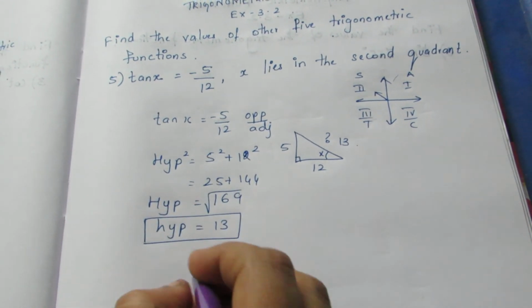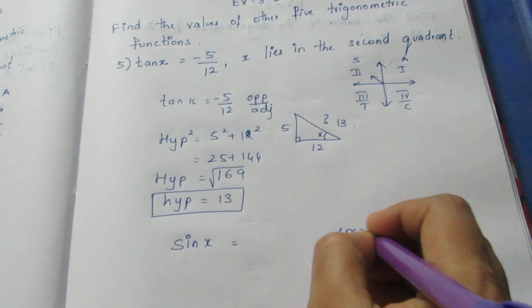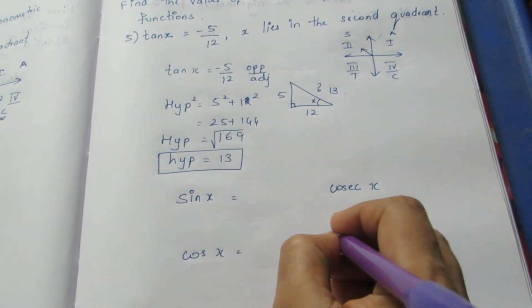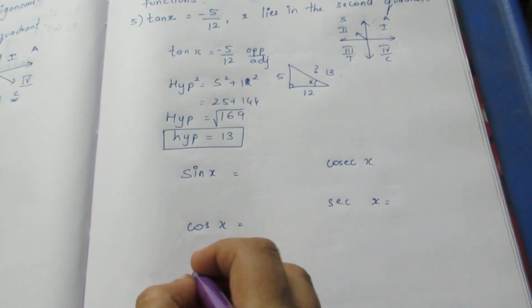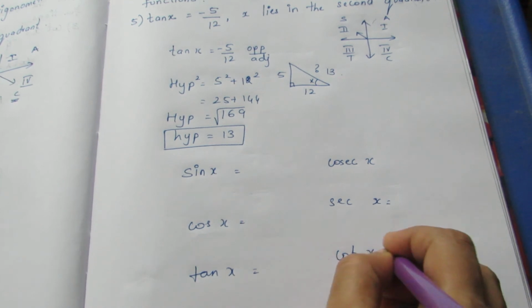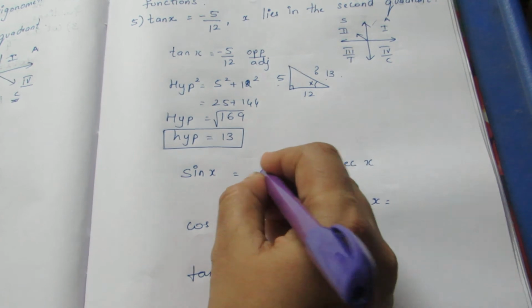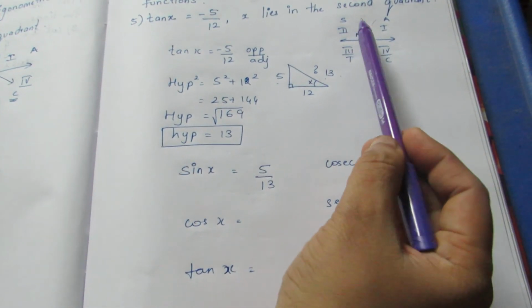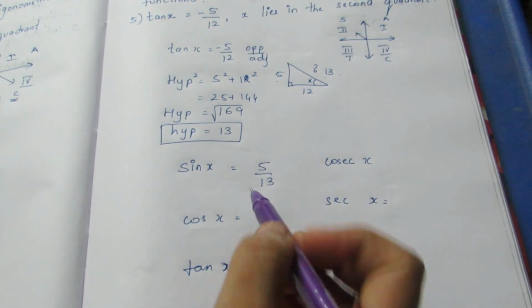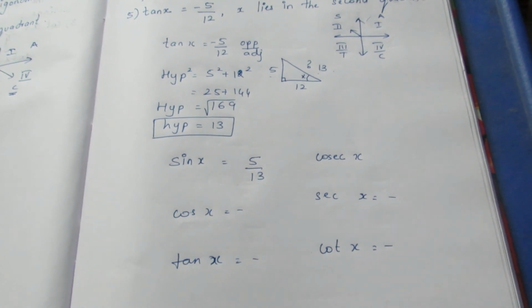Now we can write all the other trigonometric ratios. Sine, its reciprocal cosecant, cos, its reciprocal secant, then tan, its reciprocal cot. For sine it is opposite by hypotenuse. So 5 by 13. As I told before, it is in the second quadrant. In the second quadrant, sine and cosecant are positive, the rest will be negative. So we can easily fill the other trigonometric ratios with negative sign.